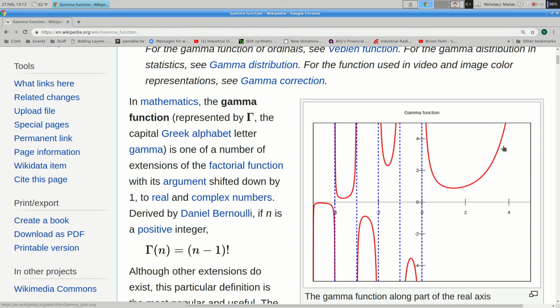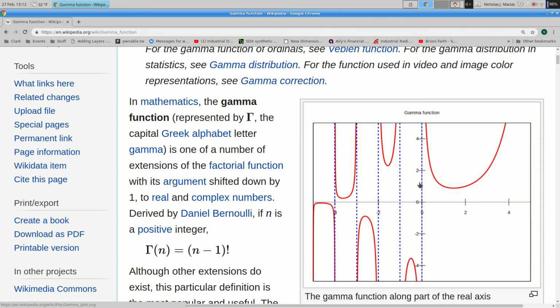So if you want to find 0 factorial, all you've got to do is find gamma of 1, and gamma of 1 turns out to be right here. It's equal to 1. So that's one argument that suggests 0 factorial should be 1. The other thing is it makes things like combinations and permutations work out really nicely.